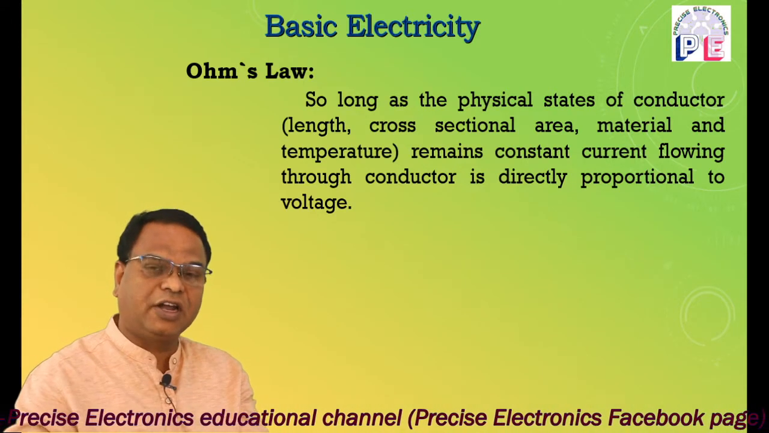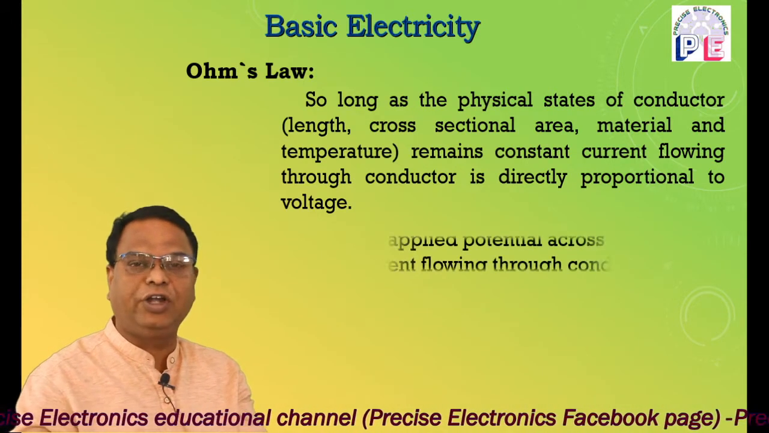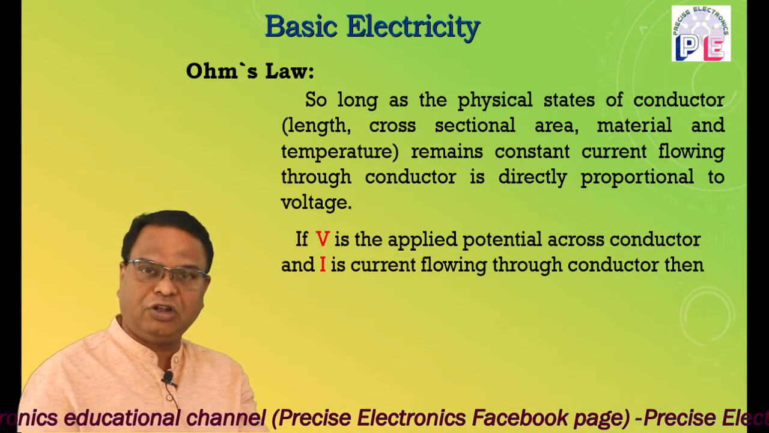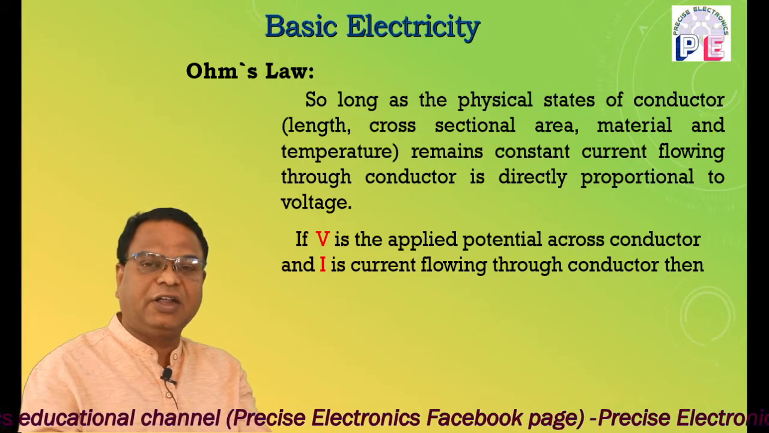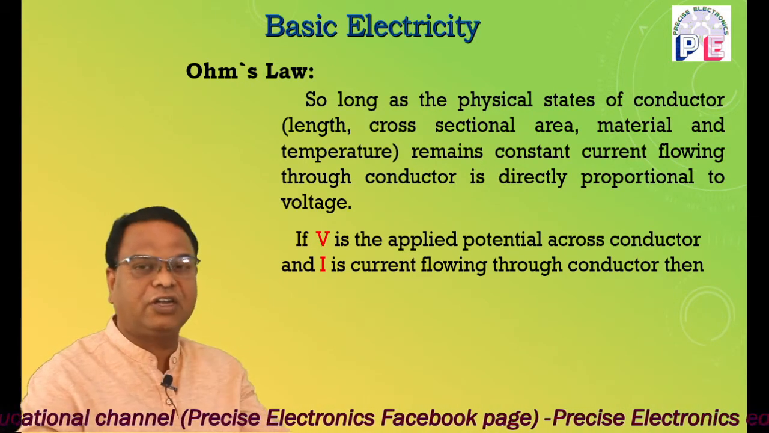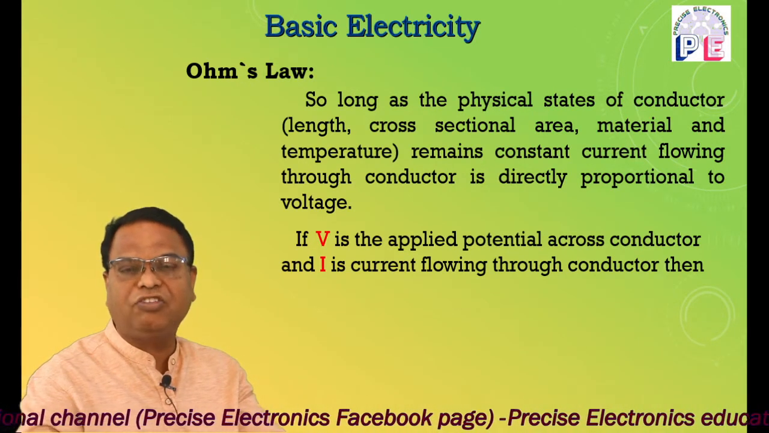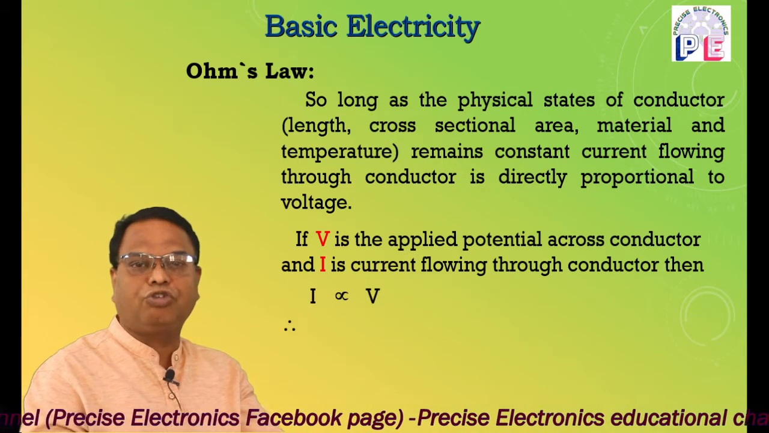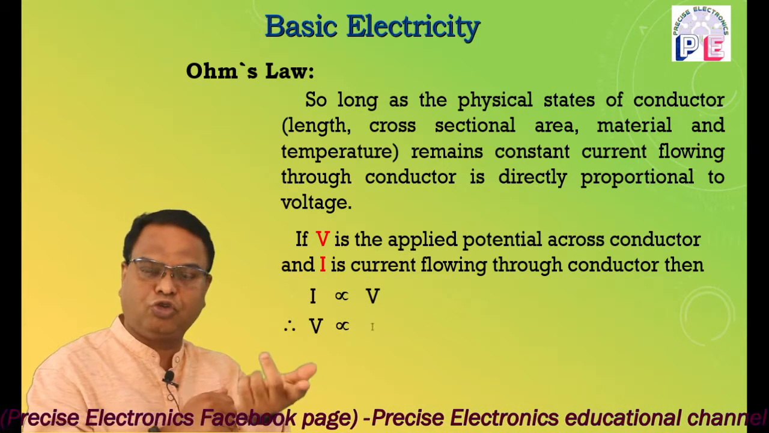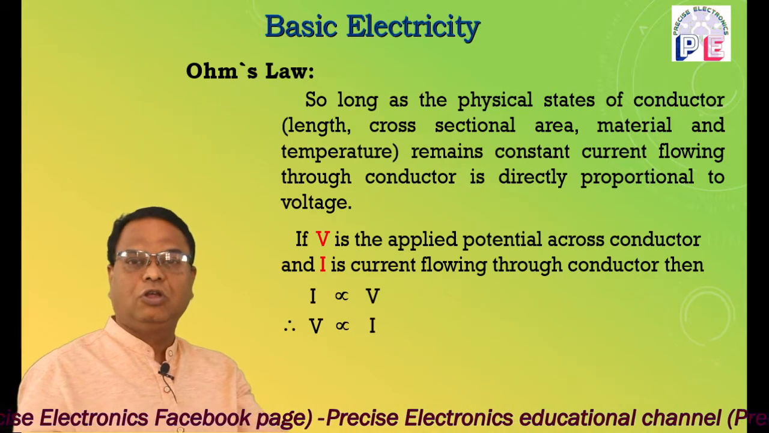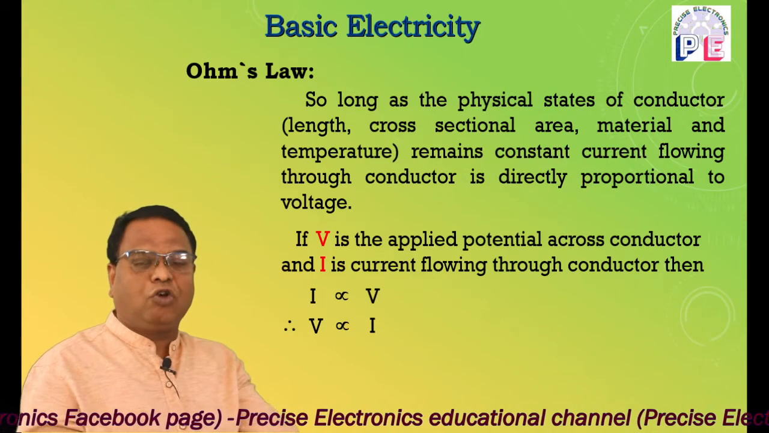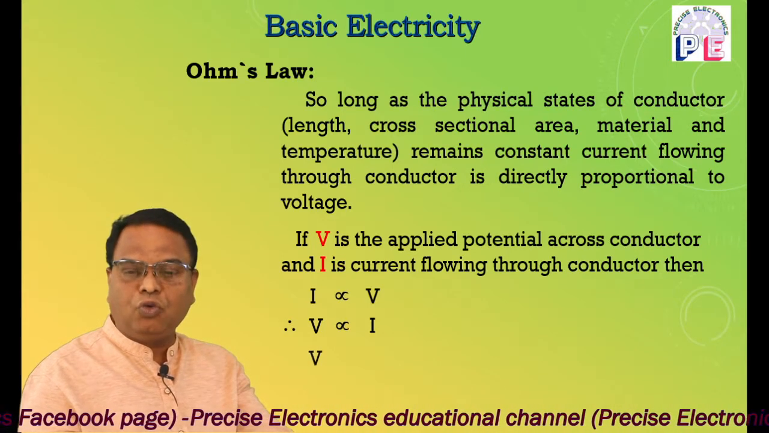So the current is symbolized by I and voltage is symbolized by V. V is the applied potential to that conductor and I is the current flowing through the conductor. Then we get I is proportional to V, or V is proportional to I. If this equation gets solved, we get V is equal to IR.